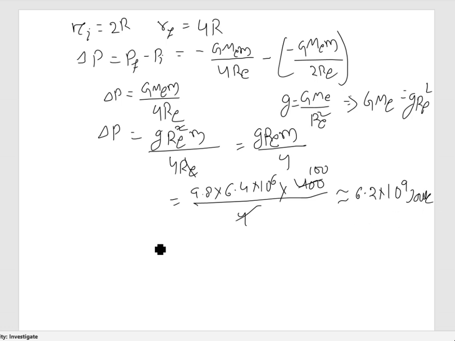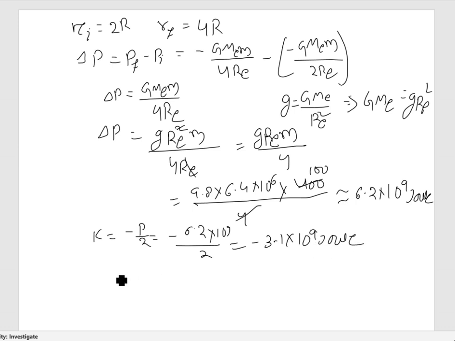Okay, so now as we know from the gravitation chapter, the kinetic energy will become minus half of the potential energy. So I'll put directly its answer. It will become minus 6.2 into 10 to the power 9 by 2, so it will become minus 3.1 into 10 to the power 9 joule.